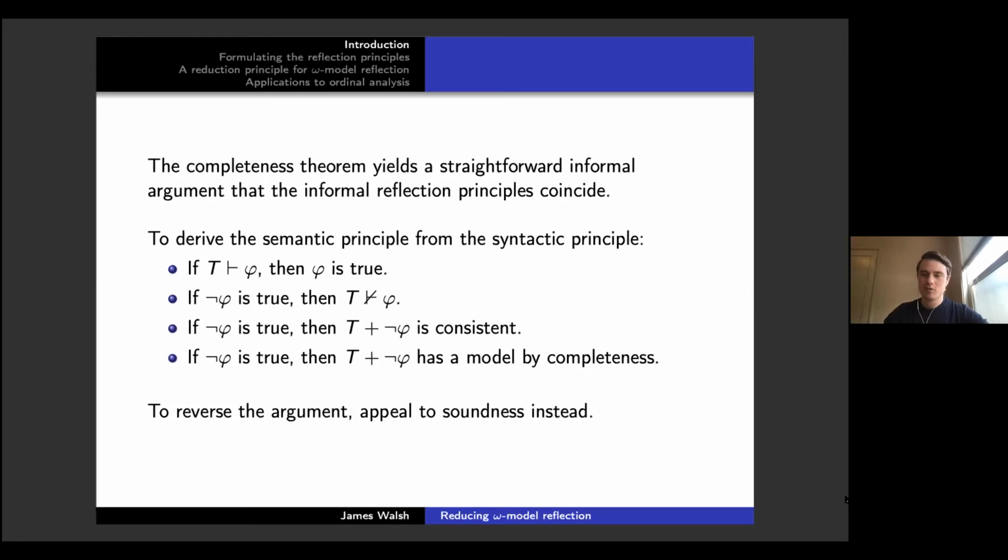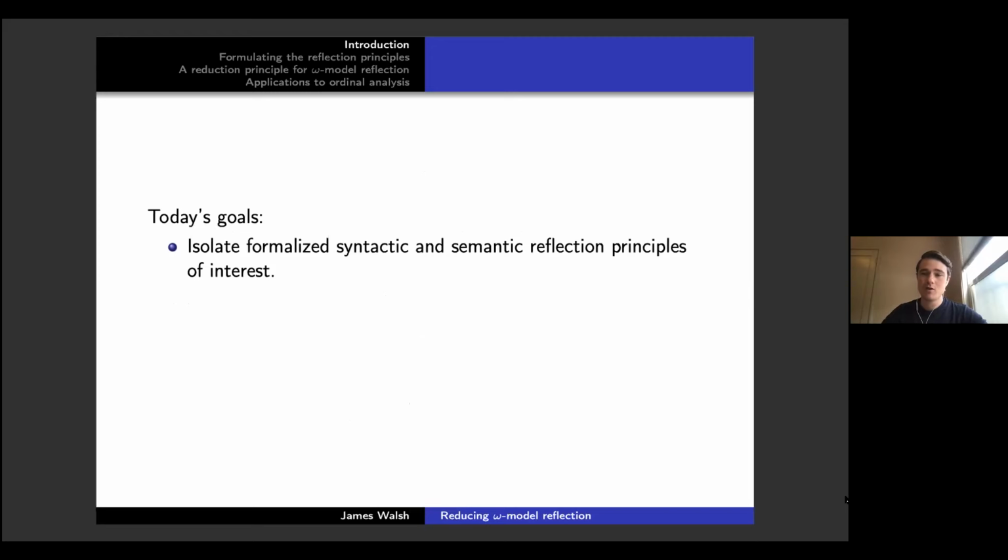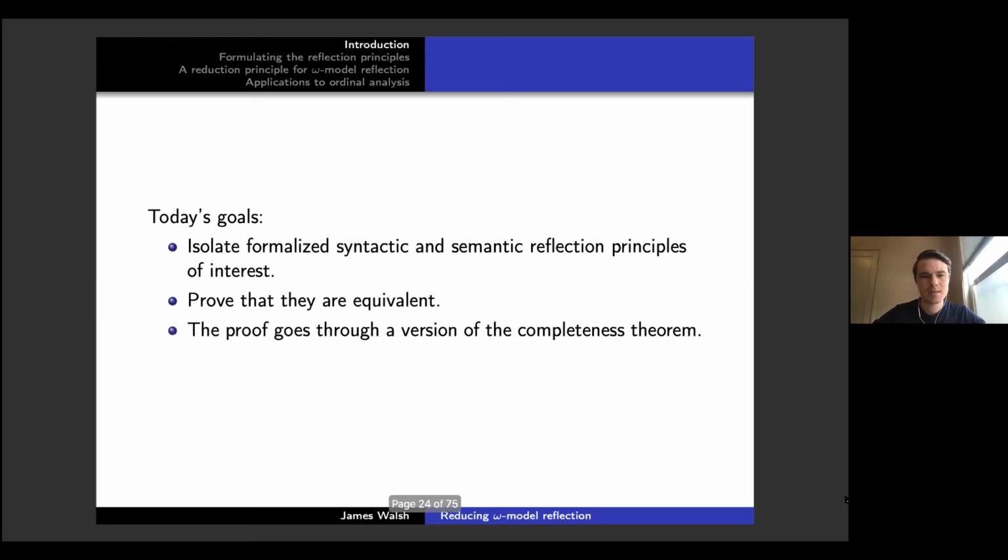Okay, so there's some reason to think that there's a real connection. Now, today's goal is I'm going to isolate formalized versions of these principles, formalized versions of syntactic and semantic reflection principles that are of independent interest. I'm going to prove that they're equivalent, at least in a large swath of cases. And the proof does go through a version of the completeness theorem. So to get the semantic reflection principle from the syntactic reflection principle, we'll go through a version of the completeness theorem, but for a proof system that's much richer than first order logic.